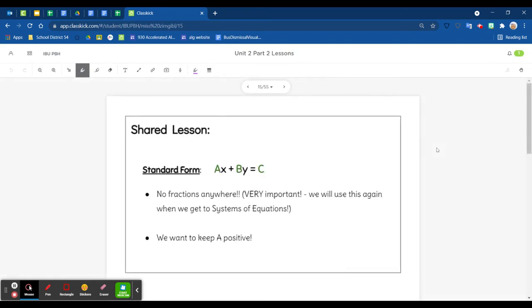So let's talk about the form that was in. This is called standard form. That is where you have ax plus by equals c. A, B, and C are all just numbers. Those numbers are what's going to help us figure out our slope, our y-intercepts, our x-intercepts, all these different things. It says no fractions, very important.